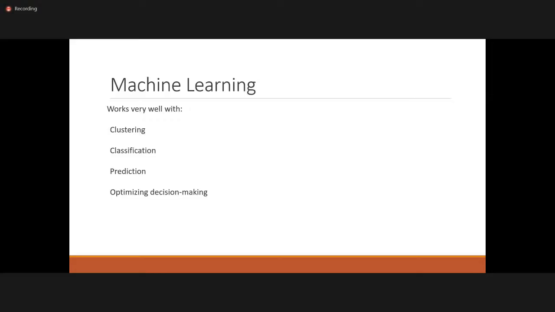Another is classification. If we're given a large set of data and each data point is tagged with a certain label or is a certain type of something, then machine learning is effective at learning how to distinguish different data points as different labels.